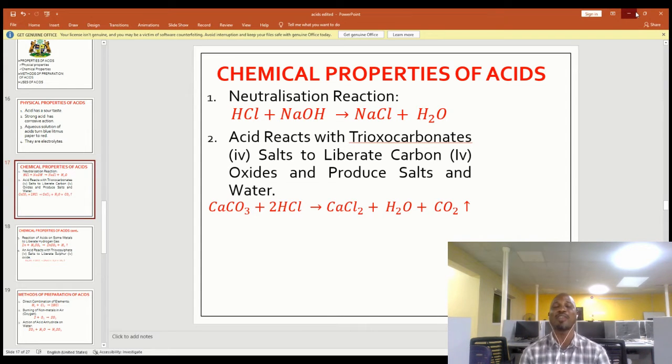One is neutralization reaction. Yes, I'm sure you have had neutralization reaction. It's a reaction between an acid and a base to give salt and water only. So an example is HCl, which is an acid, plus sodium hydroxide, which is a base, to give sodium chloride plus water.